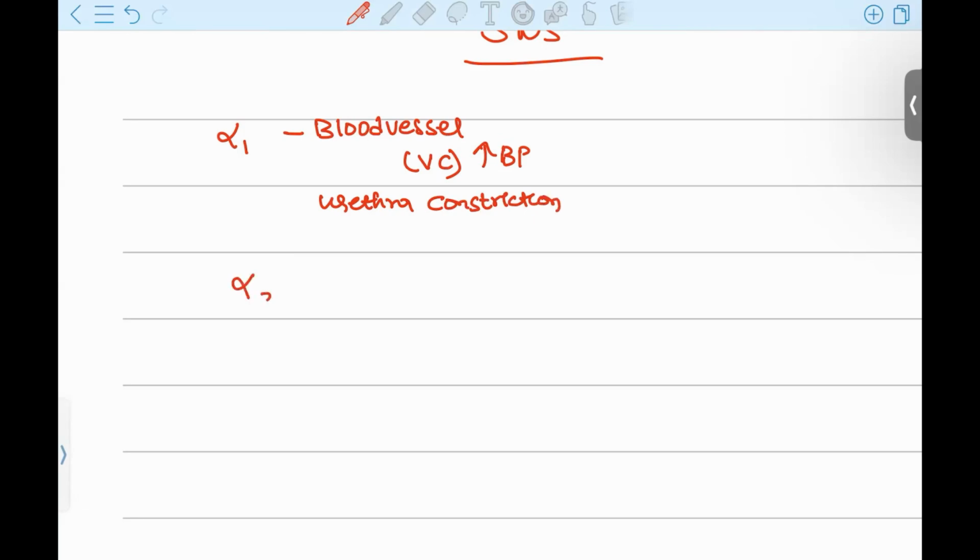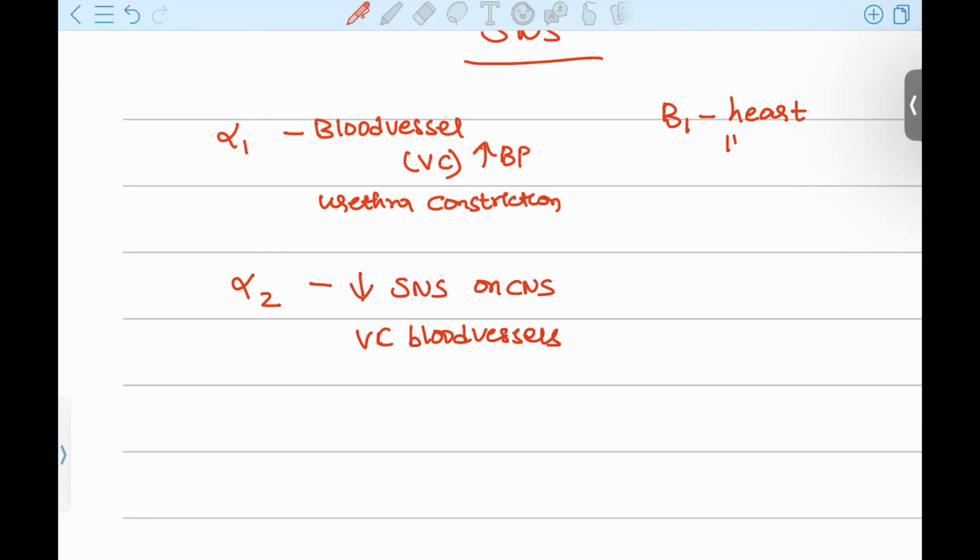Next, coming to alpha 2, this will decrease your sympathetic nervous system actions, specifically in the CNS, where the central sympathetic activity will be decreased. It is also involved in vasoconstriction of the blood vessels. Next, coming to beta, your beta 1 is mostly on the heart only. This is the inotropic mechanism, increasing the contraction, and it will also increase the heart rate. Heart rate and contraction are by beta 1. So you have only one heart, and beta 1 is on the heart.